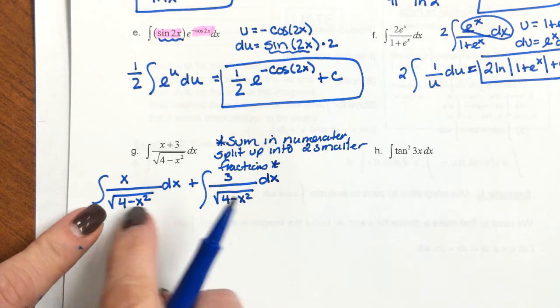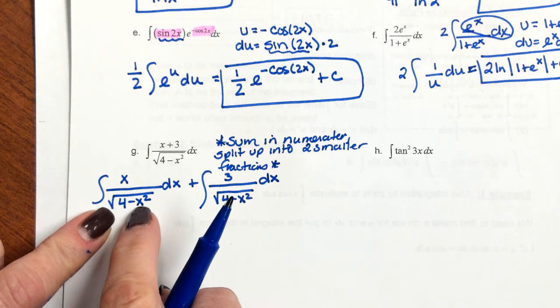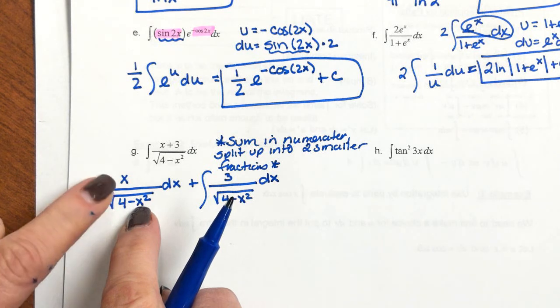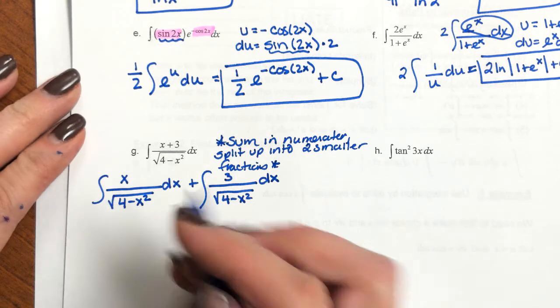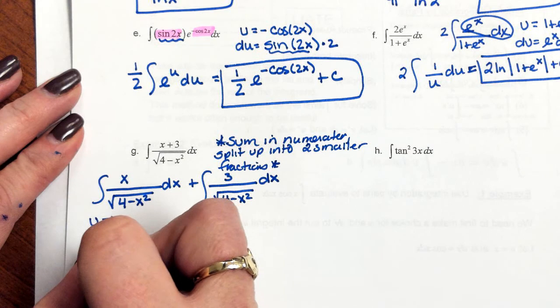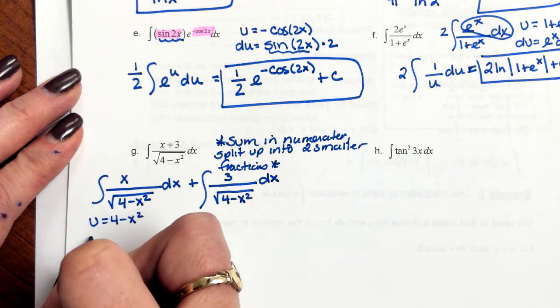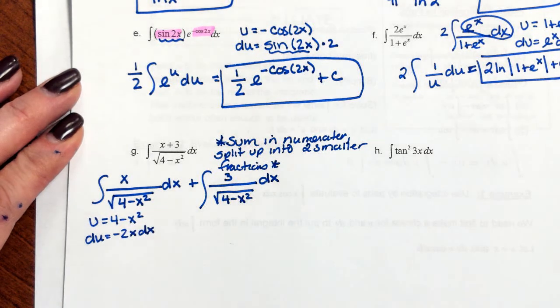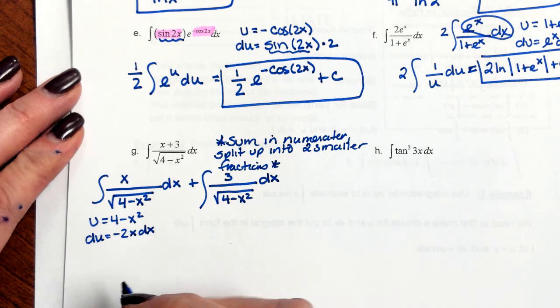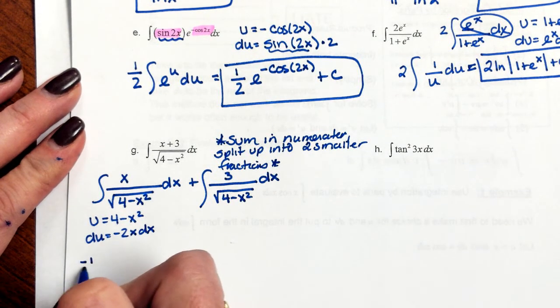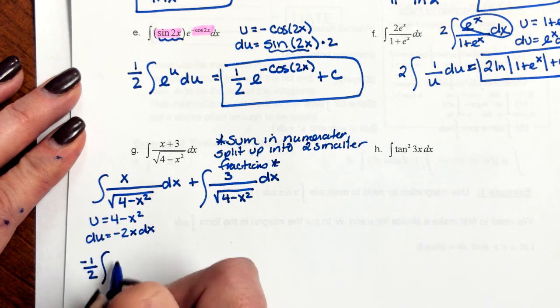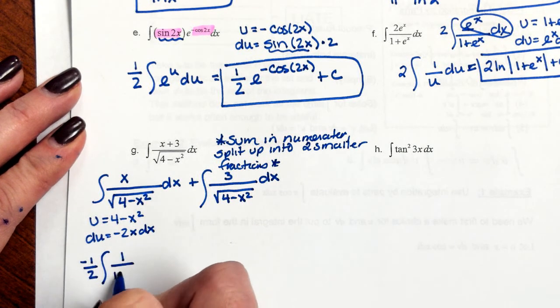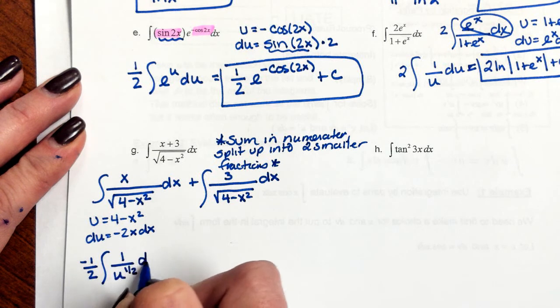So let me start with the first one. Notice I have a 4 minus x squared underneath the square root, and I've got an x in the numerator. So I'm going to do a u sub. u is equal to 4 minus x squared. My du is going to be negative 2x dx, so I have to divide a negative 1/2 out. So I have negative 1/2 times the integral of 1 over u to the 1/2 du.